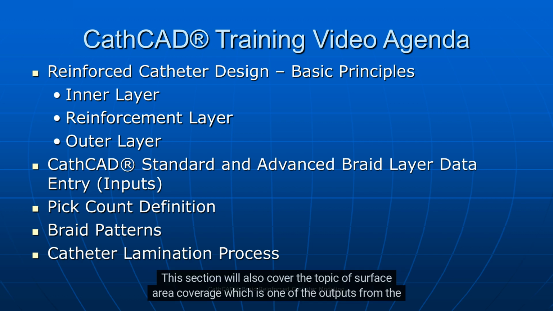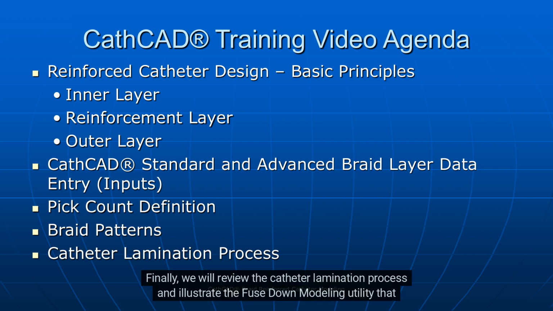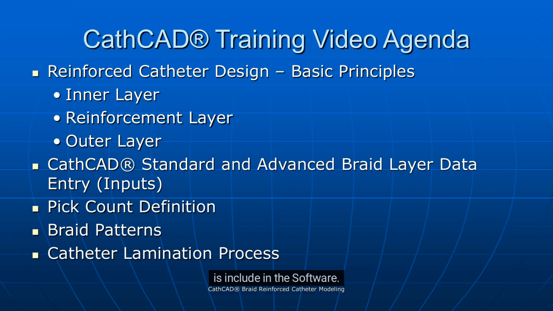This section will also cover the topic of surface area coverage, which is one of the outputs from the CathCAD software. Finally, we will review the catheter lamination process and illustrate the fuse-down modeling utility that is included in the software.